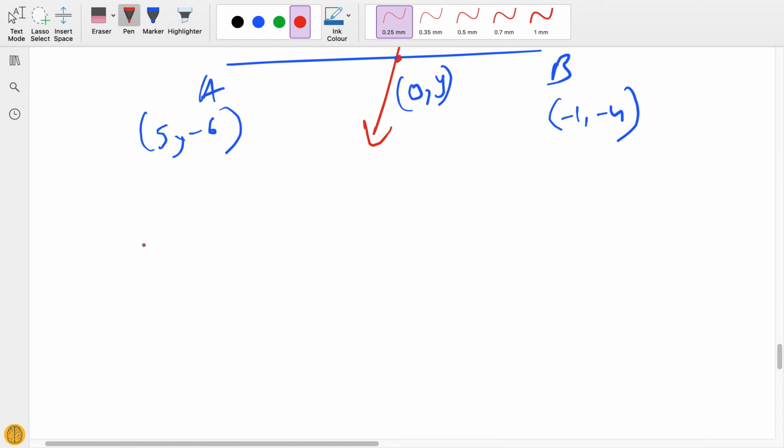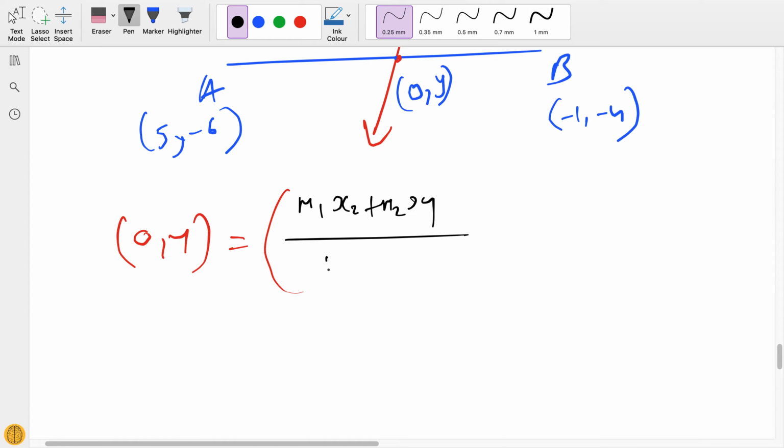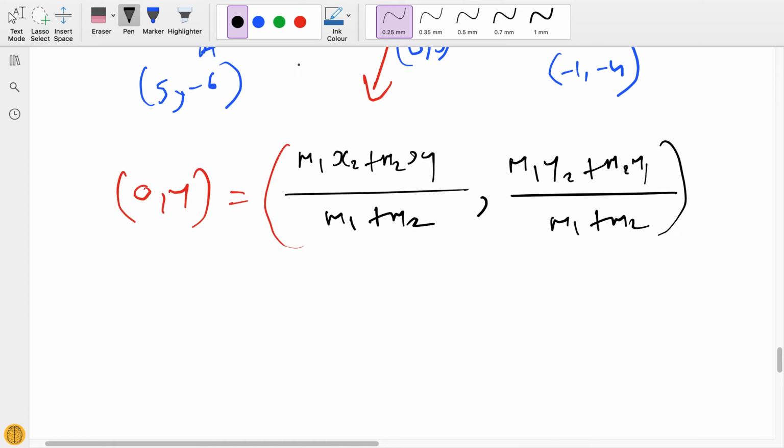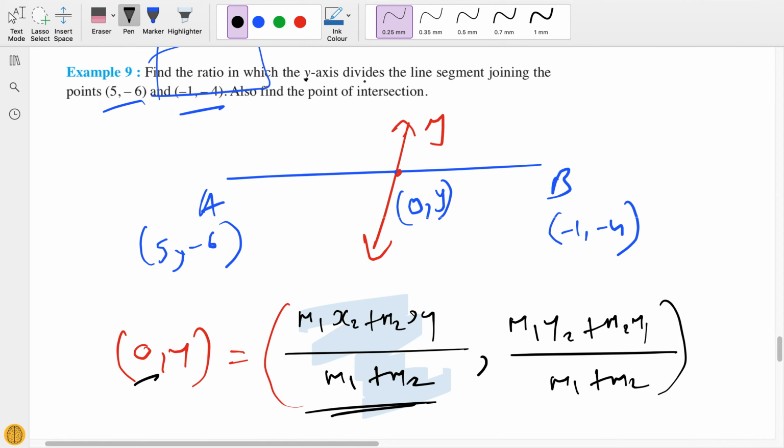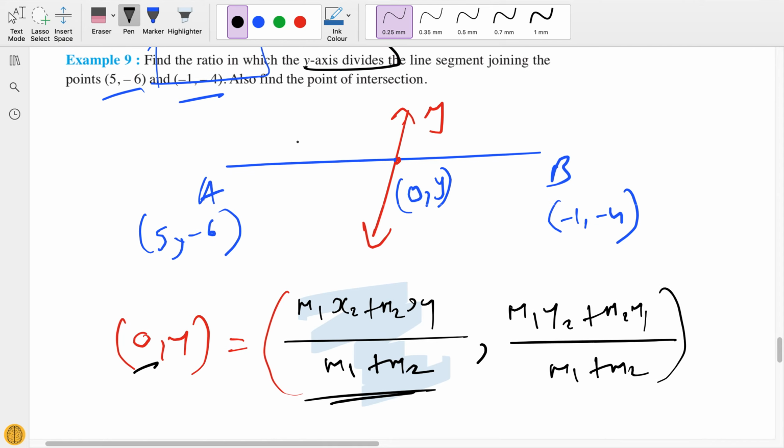So let's take 0 comma y equal to our same old formula: (m1x2 plus m2x1) upon (m1 plus m2) comma (m1y2 plus m2y1) upon (m1 plus m2). So this is 0, because this is the x coordinate, and the x coordinate is 0 because the point is on the y-axis. The y-axis is dividing the line segment.